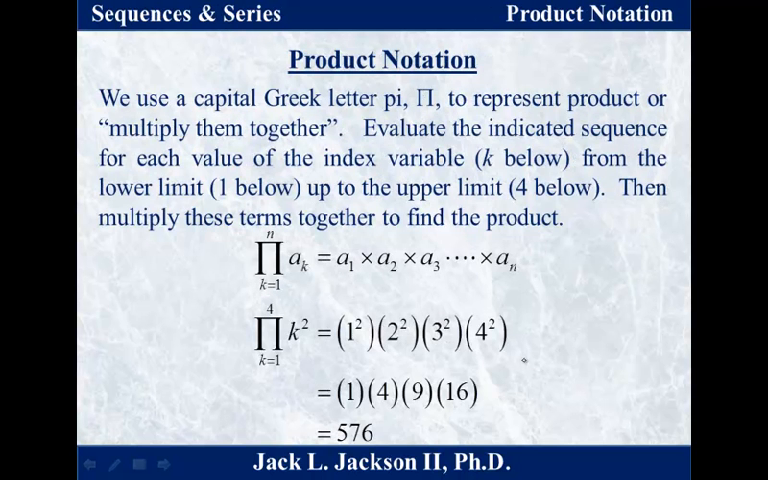Similarly, we can have product notation where we use a capital Greek letter pi, which looks like this. Lowercase pi is a special number that's the circumference of a circle divided by its diameter, about 3.1415, etc. But this capital pi is like the Greek letter P for product, or multiply them together. And it works the same kind of way. So again, if I take k squared, but say the product from k equals 1 to 4, again we do 1 squared, 2 squared, 3 squared, 4 squared, get 1, 4, 9, and 16, but this time we multiply them instead of adding them together.